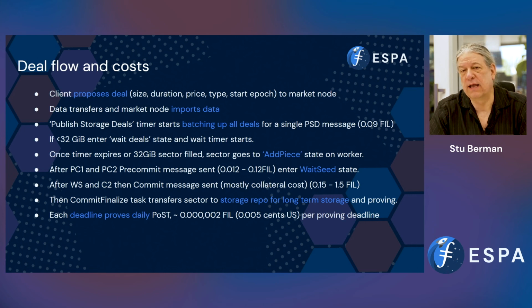Above, we see the life cycle and the fees of a deal as it goes from acceptance to daily proving from a simple online deal. Now, there are 4 basic messages that we see on a regular basis: publish storage deal, pre-commit, commit, and then every day a daily window post. There are also other gas fees associated with sending FIL from one wallet to another wallet, as well as early termination and penalties for faults.